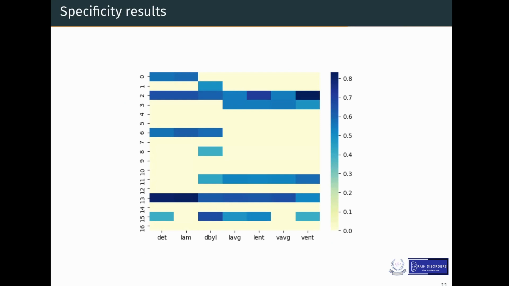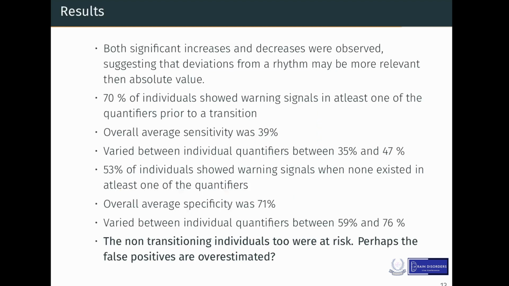Many of these individuals who showed many of these warning signals could have been on the path towards depression in between, and that is what is being picked up by these quantifiers. So that's what we mentioned over here. Now let me end with the takeaways.